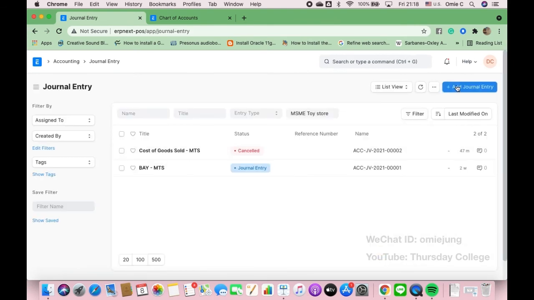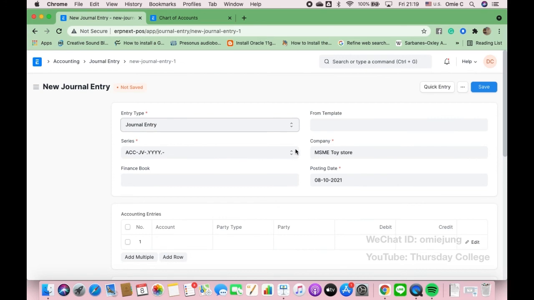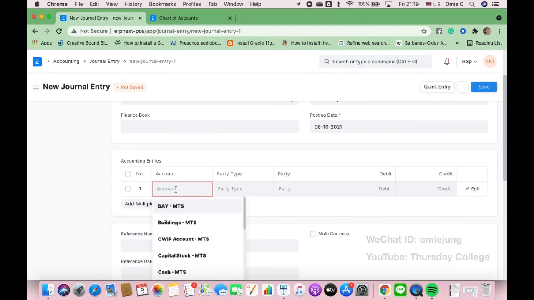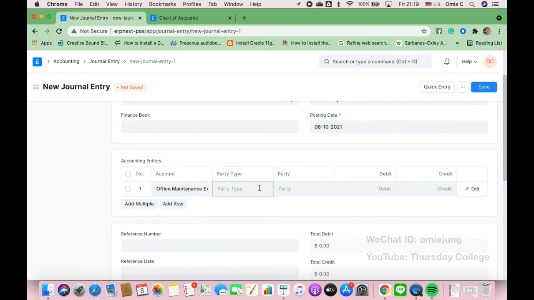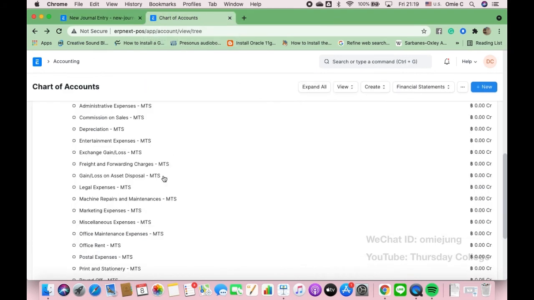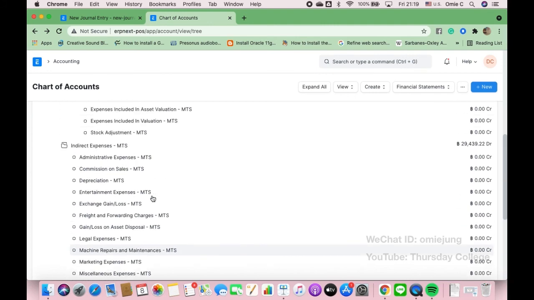in order to move this one. So we do the journal entry, and then we do the debit side on the office maintenance here. We don't need to do the party type. 1,400 baht, something like this, and then the machine repair is going to be 5,000 baht here we are.